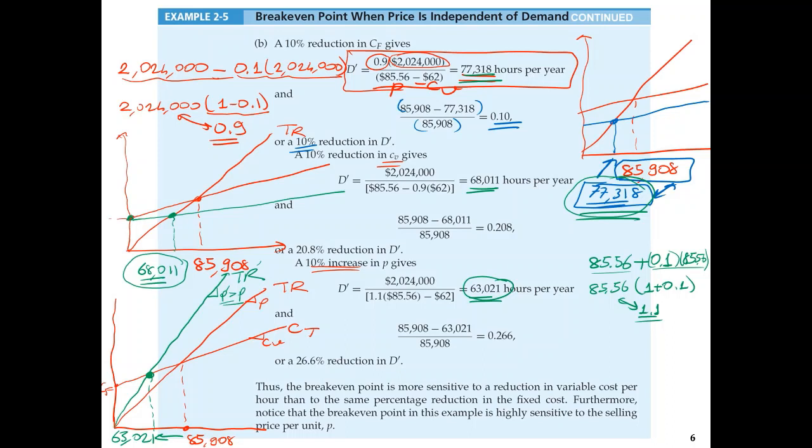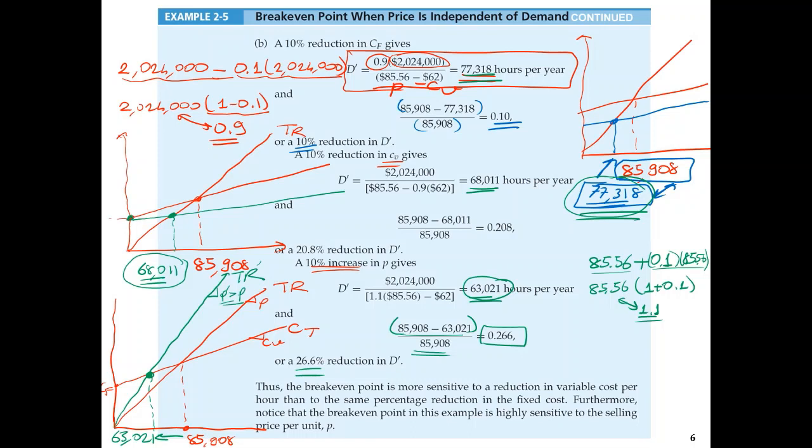Similar to the previous ones, when we calculate this percentage of change in the results, we see that this difference divided by the original value results in a 26.6% reduction in the break-even point. So the change is the same, 10%, but this 10% change resulted in a 26.6% change or reduction in the break-even point.